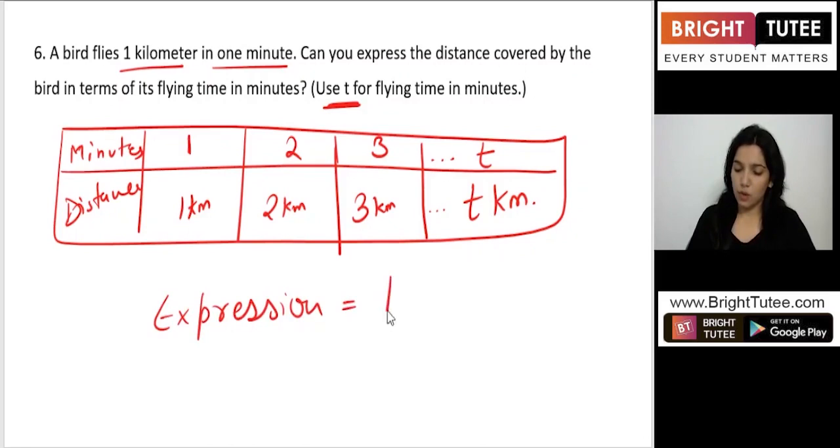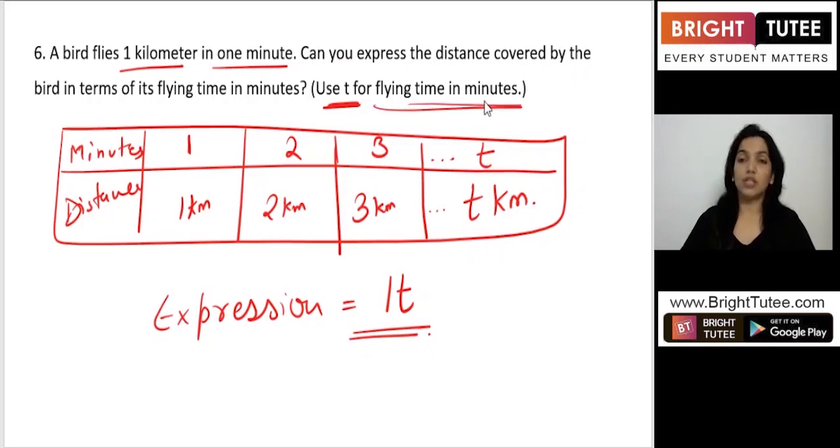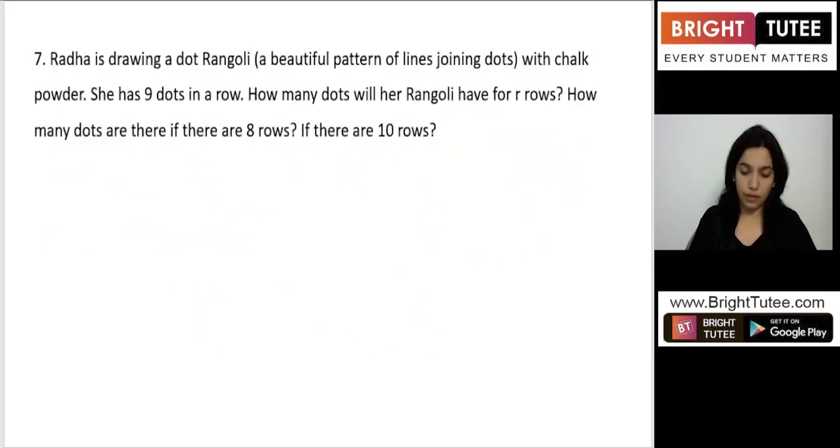It is 1t. Okay, 1 here represents the 1 kilometer that she is traveling, and this t shows the number of minutes that she is going to fly for. The next one says that Radha is drawing a dot rangoli, a beautiful pattern of lines and dots, with chalk powder. She has 9 dots in a row.